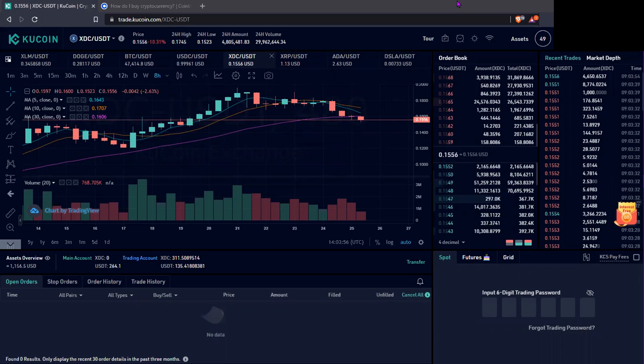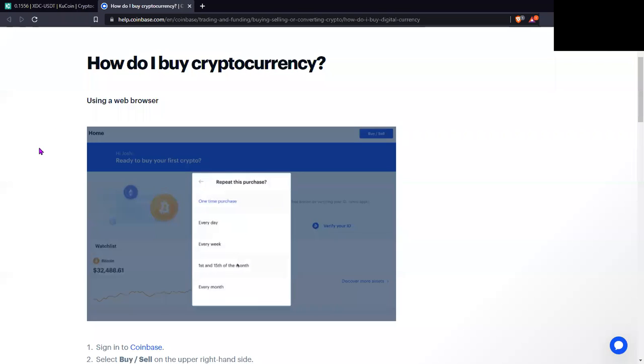Welcome. Today I want to go over the order screen, and I'm going to use KuCoin as an example, but this is going to be similar to Coinbase Pro and other platforms that are going to give you more than just a basic purchasing interface. And I'll show you Coinbase, for example.